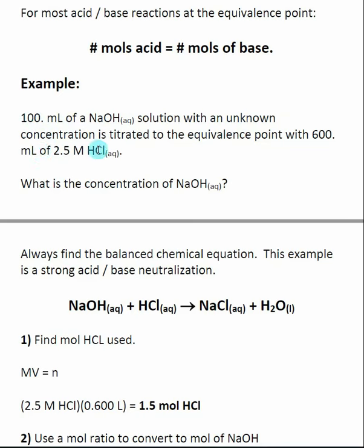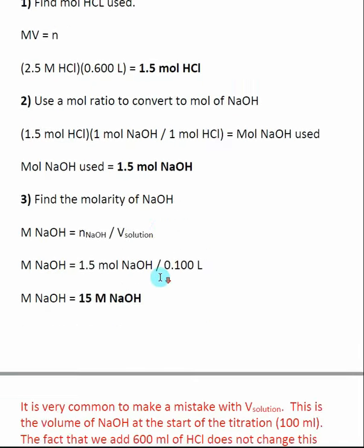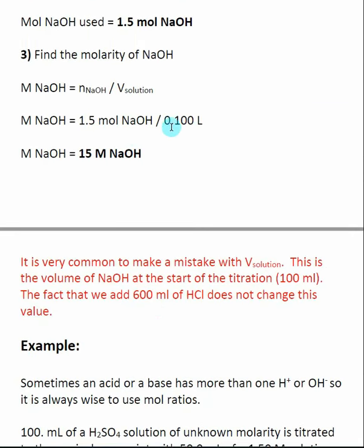It's very common to try to add on this extra volume that we added during the titration. We're not interested in that. We're interested in what's going on with the initial sample. The initial sample of NaOH was 100 milliliters. So that 100 milliliters is going to show up here in our final concentration for the molarity of NaOH.